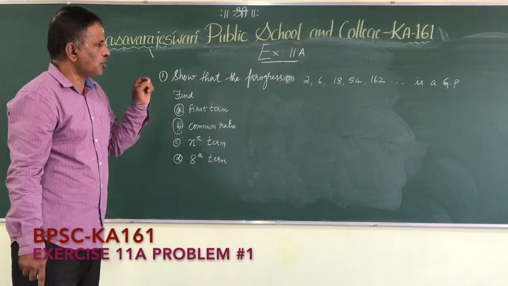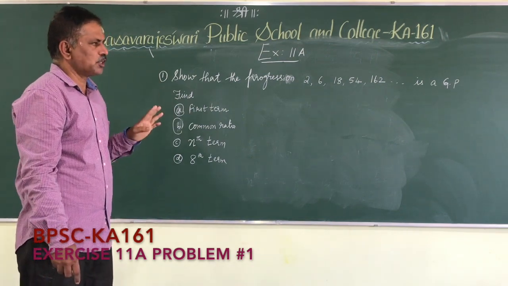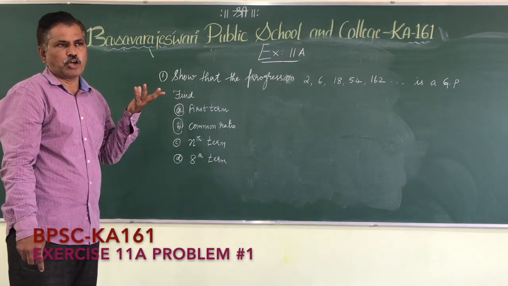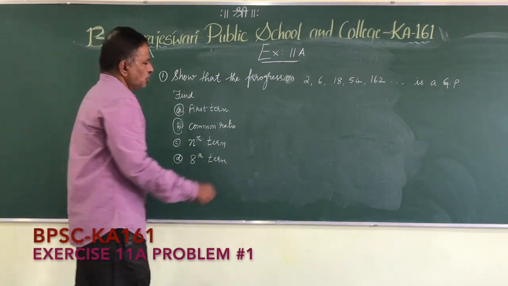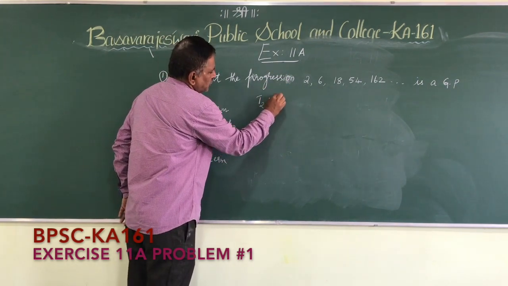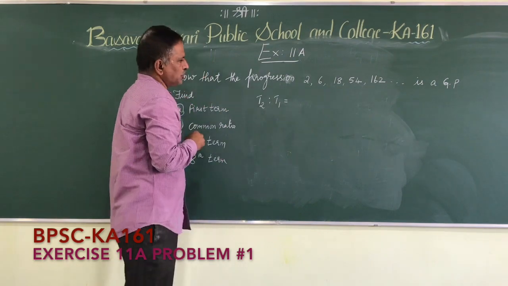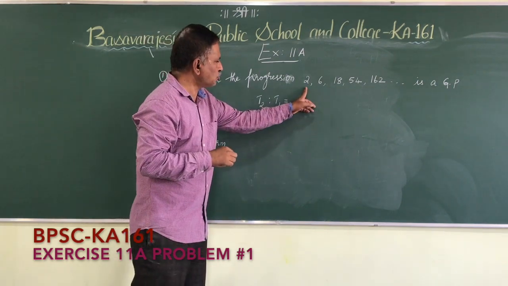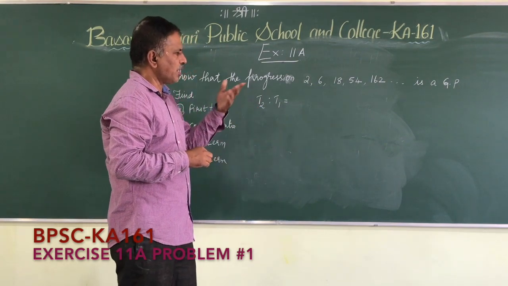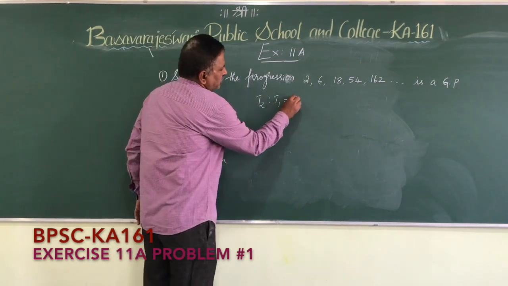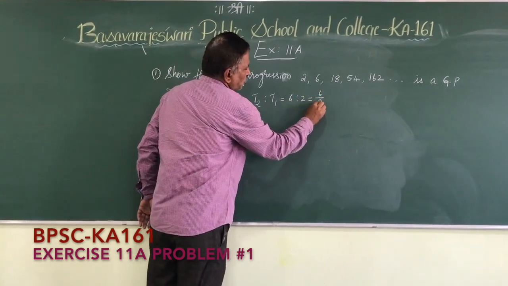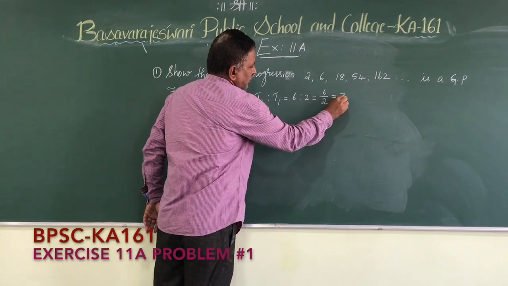So first, what you have to show is that the given progression is a GP. To show it, what do we have to do? We have to take the ratio. You have to find out the common ratio. So second term to that of the first term, I am finding out the ratio. We know the first term is 2, second term is 6, third term is 18, fourth term is 54, then 162. So that is 6 is to 2, which is equal to 6 by 2. When I simplify, I will get 3.